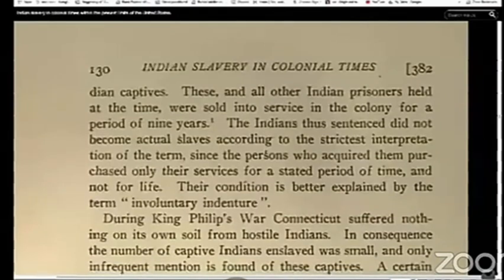Again, the Indians thus sentenced did not become actual slaves according to the strictest interpretation of the term, since the persons who acquired them purchased only their services for a stated period of time, and not for life. Their condition is better explained by the term involuntary indenture.